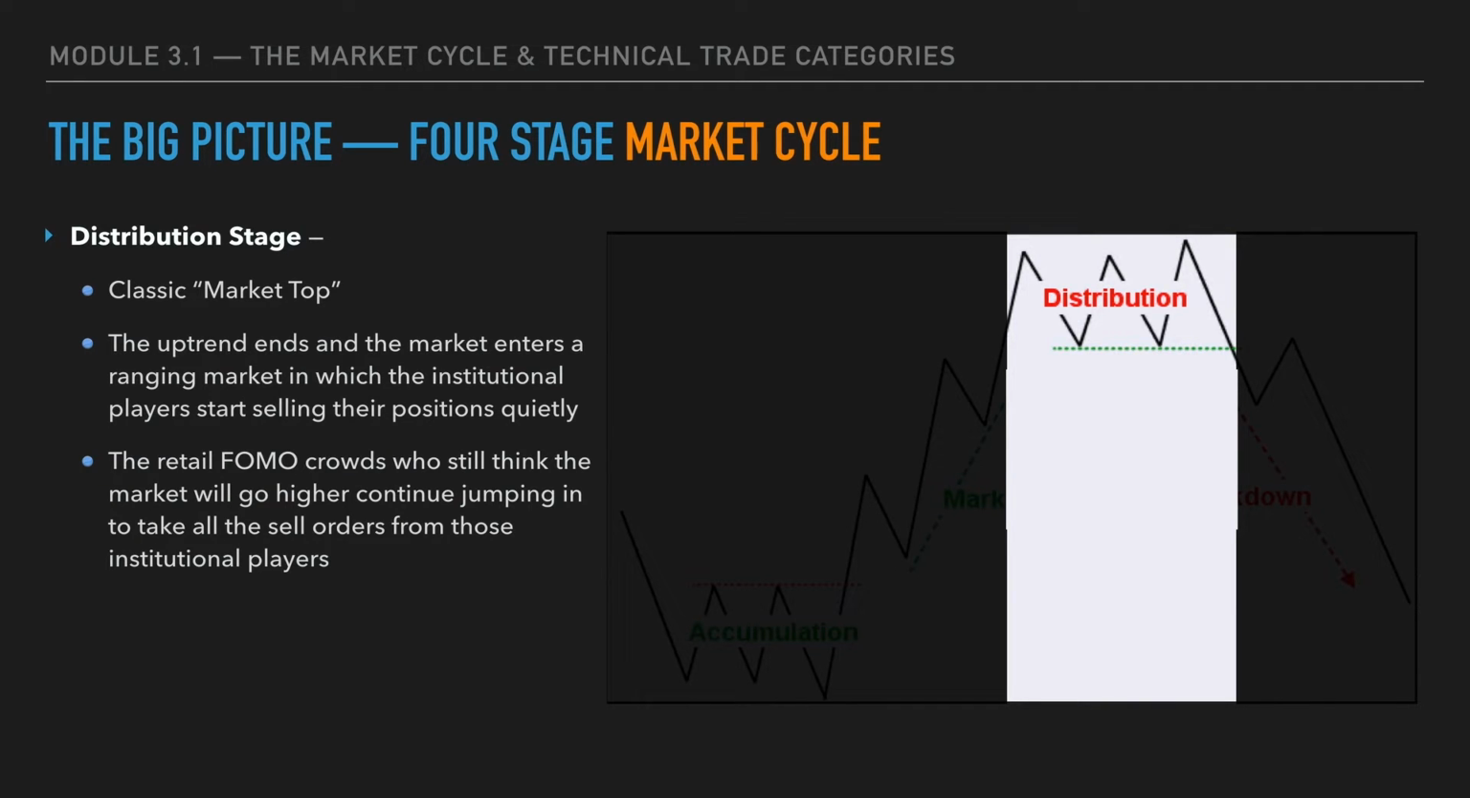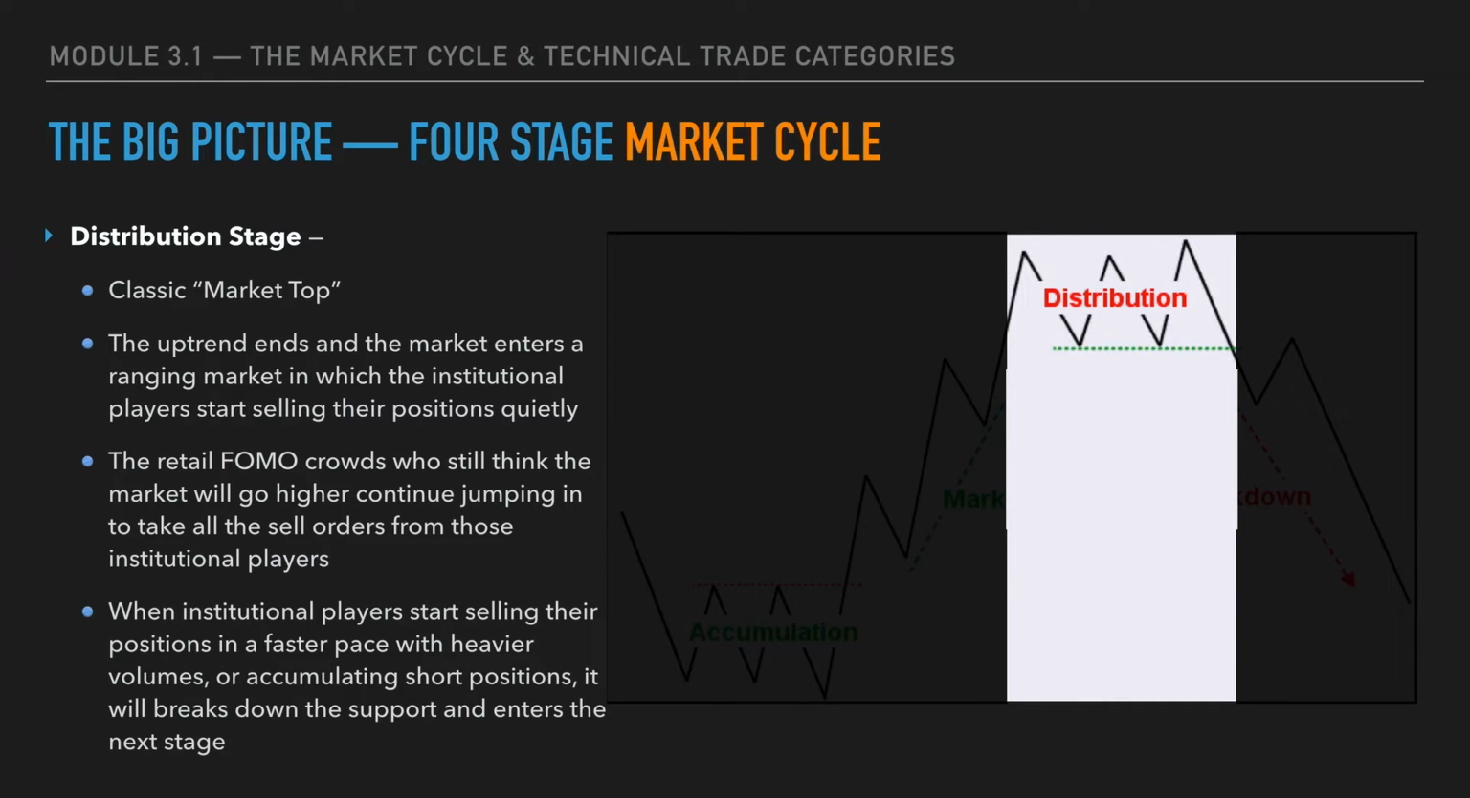In this stage, the retail FOMO crowds who still think the market will go higher continue jumping in to take all the sell orders from those institutional players. Remember, in a market, if someone wants to sell, someone has to take all the sell orders to buy those stocks. These are the FOMO crowds, the mom and pops, the retail money that's sucking all the sell orders from the institutional investors' money.